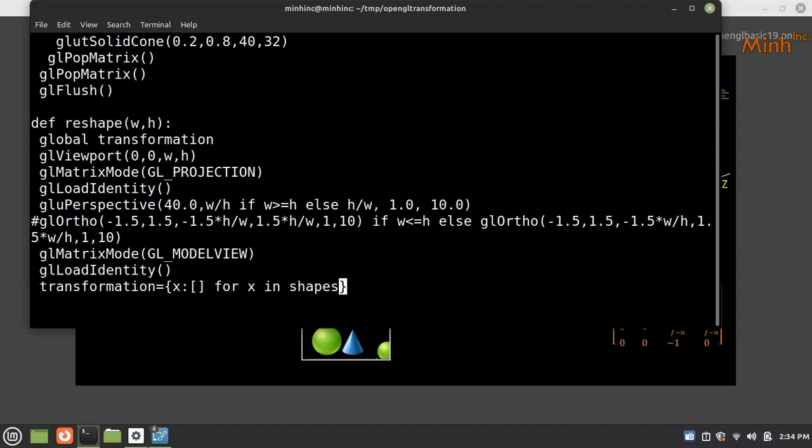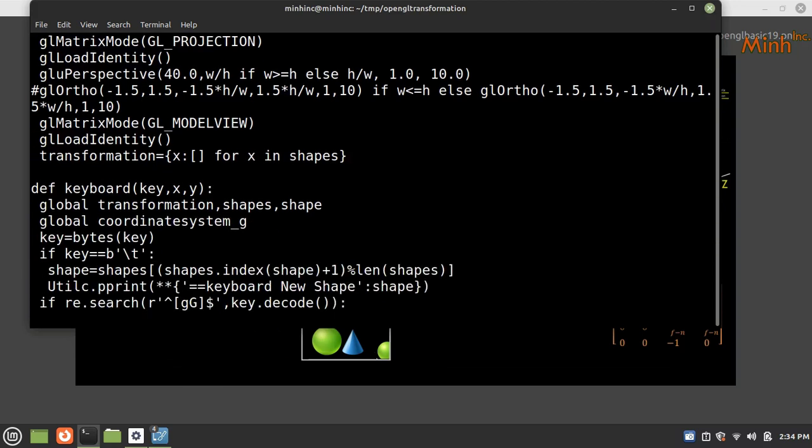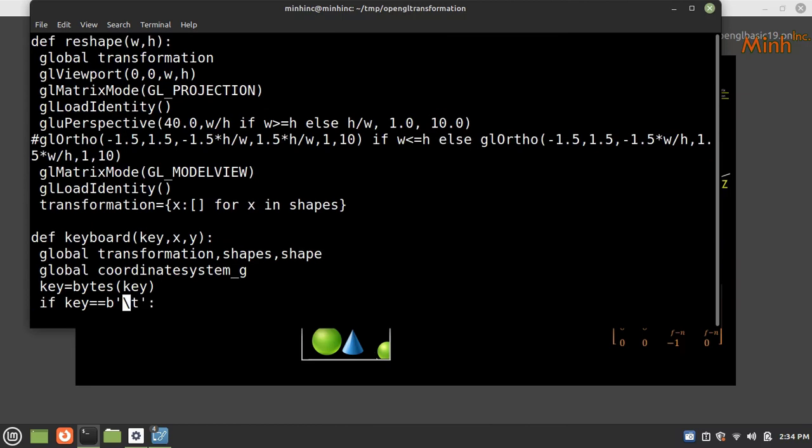Okay, model view, load identity. Transformation matrix, whatever we have set, will reinitialize if we reshape it. And in the keyboard, if it is tab, then we'll move to next shape. So shape we have a list. Initially it is global. If we keep pressing tab, it will go to next model. So global is not a model, it is a global axis, but we have put it here only, and where scaling and those things are not allowed. And in cone, if I press tab, it will go to cone. If I press tab again, it will come back to global. So that is the keyboard.